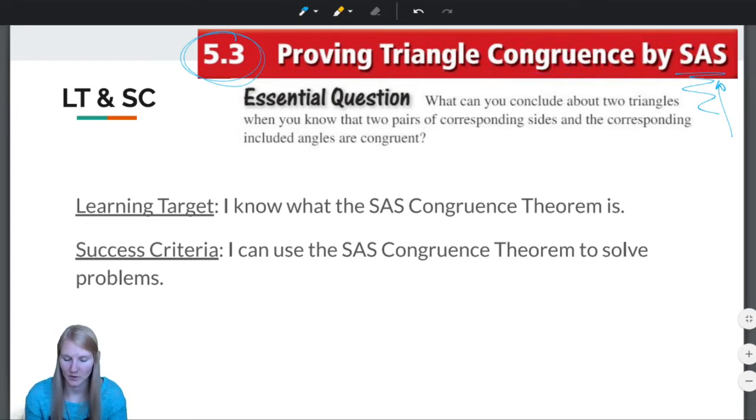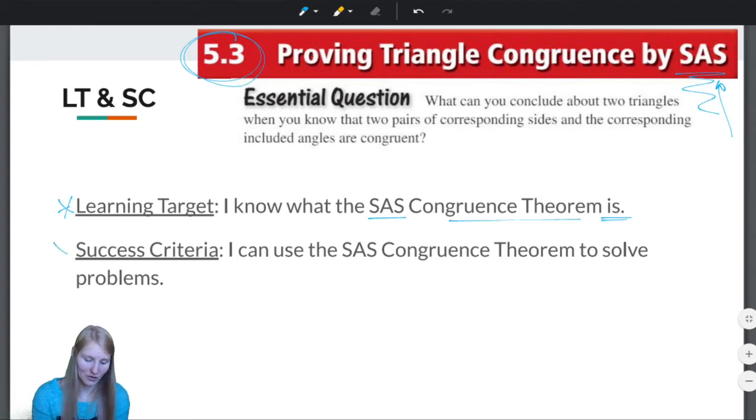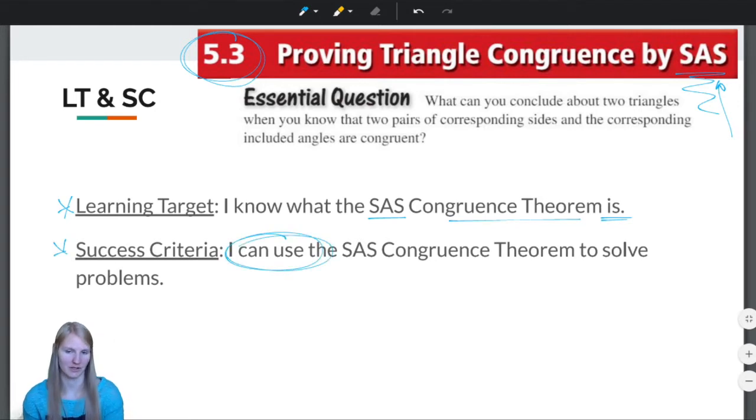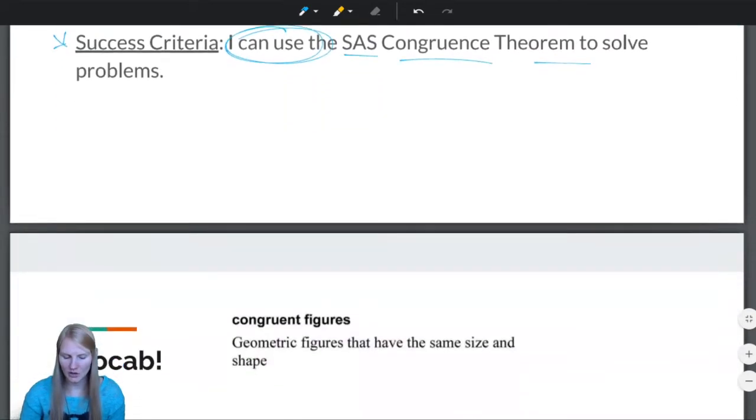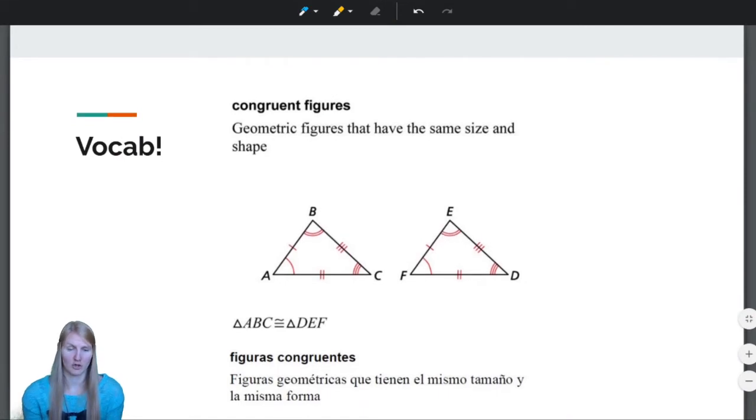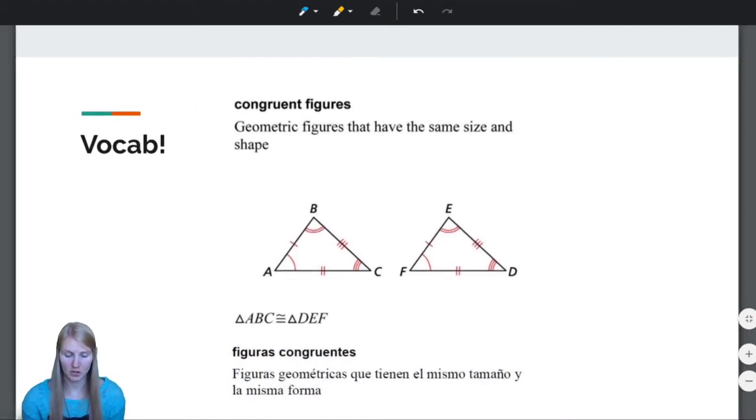So, our learning target for today is you know what the SAS Congruence Theorem is, and the success criteria is that you can use the SAS Congruence Theorem to solve problems. Now, before we talk about the SAS Congruence Theorem, it's going to be important to review what congruent figures are. So, congruent figures are geometric figures that have the same size and the same shape.